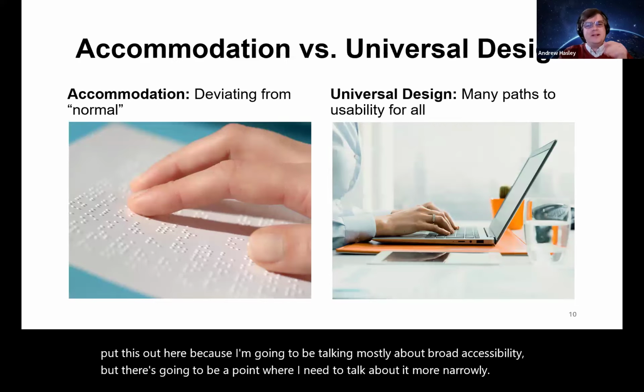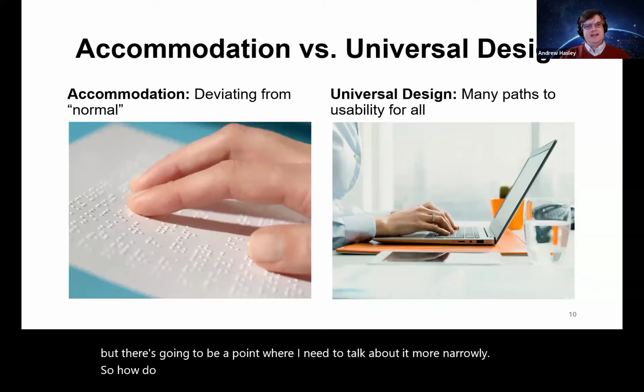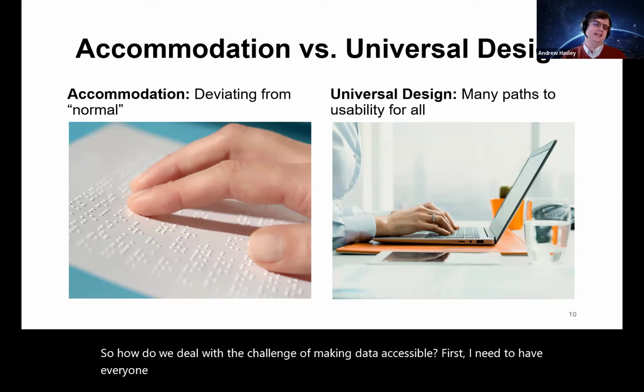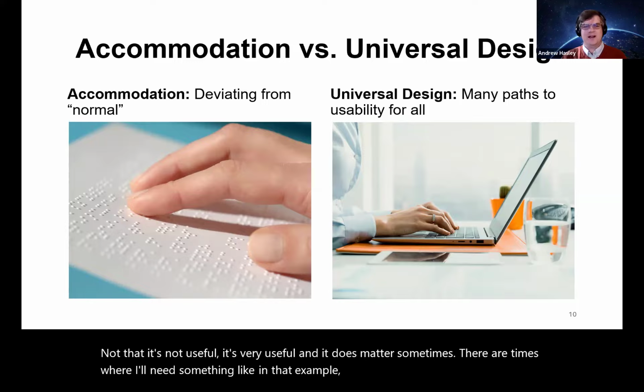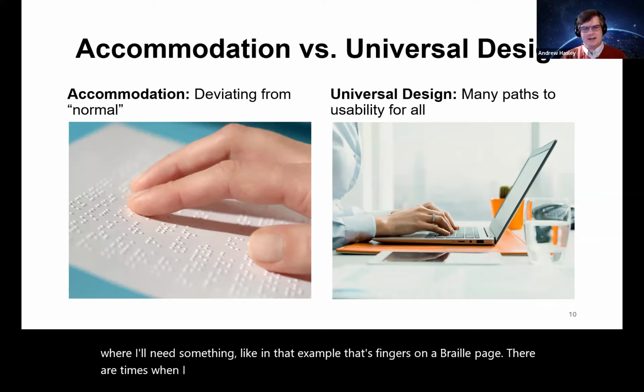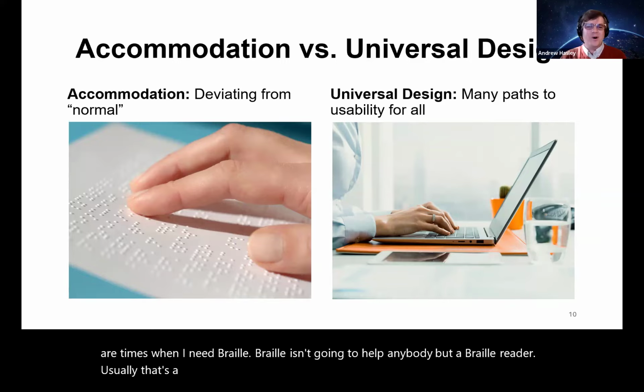So, how do we deal with the challenge of making data accessible? First, I need to have everyone work on shifting out of an accommodation mindset. Not that it's not useful. It's very useful and it does matter sometimes. There are times where I'll need something, like in that example, that's fingers on a Braille page. There are times when I need Braille. Braille isn't going to help anybody but a Braille reader. Usually that's a blind person. Not always. Happy to talk about that more later if anybody's interested.